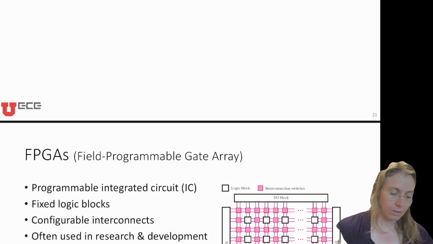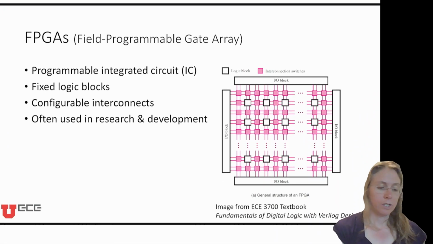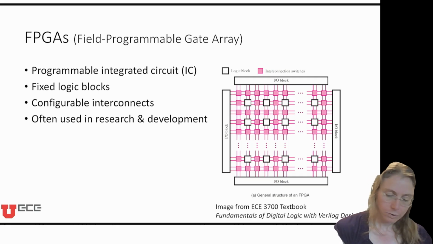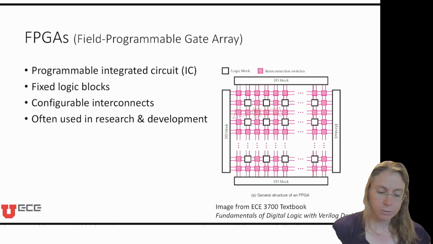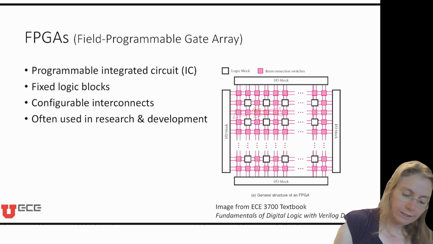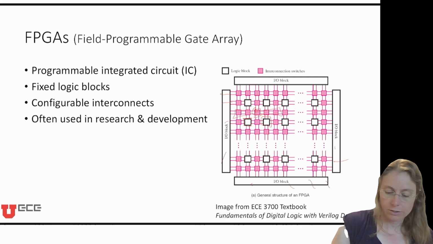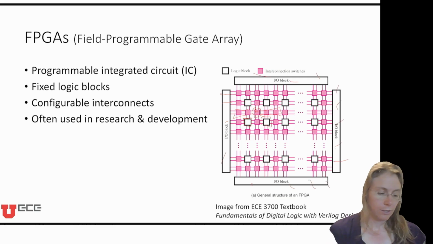So let's take a little peek at what a field programmable gate array looks like under the cover. It's a programmable integrated circuit and has these fixed logic blocks. You can see here that all this red stuff is actually interconnection switches. And then you've got these logic blocks sitting in between, and wires on the outside here where you can connect your inputs and your outputs.